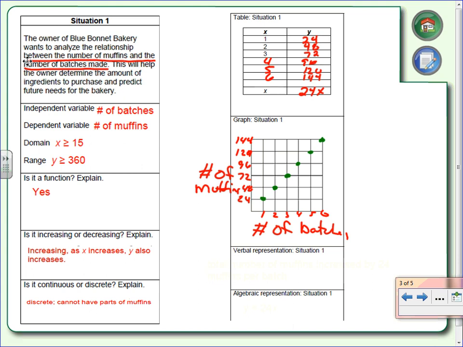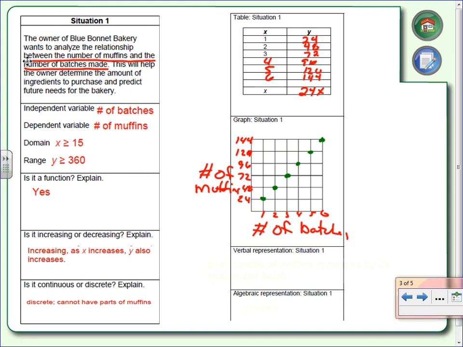By the way, notice I did not connect the points. So make sure on your paper you do not connect the points. What is it called when you don't connect the points? Discrete. And what did we say earlier this was? What did we say, Johnny? That it was discrete. The reason we're calling it discrete is because we can't have part of a muffin.